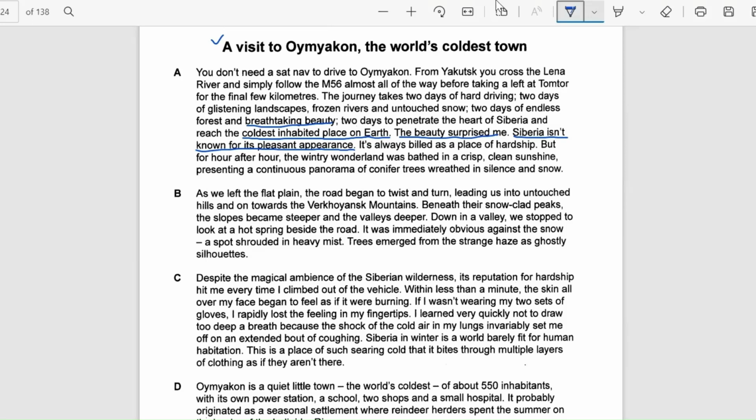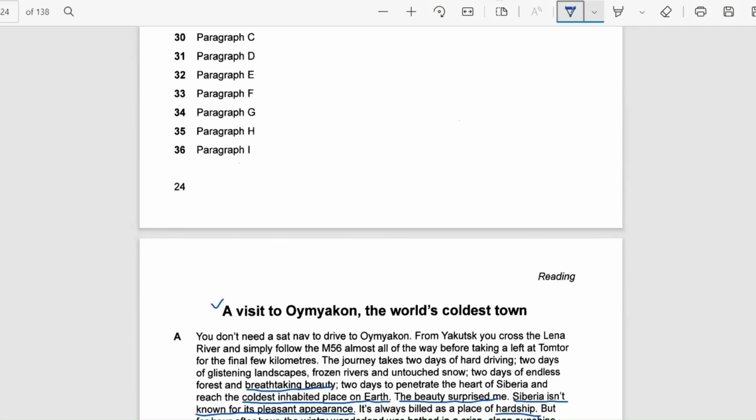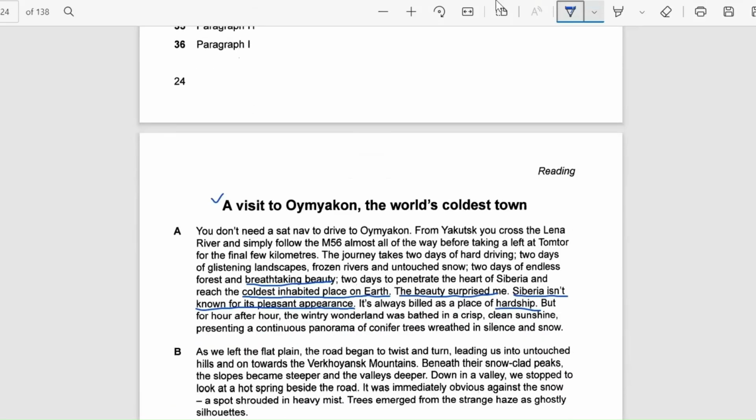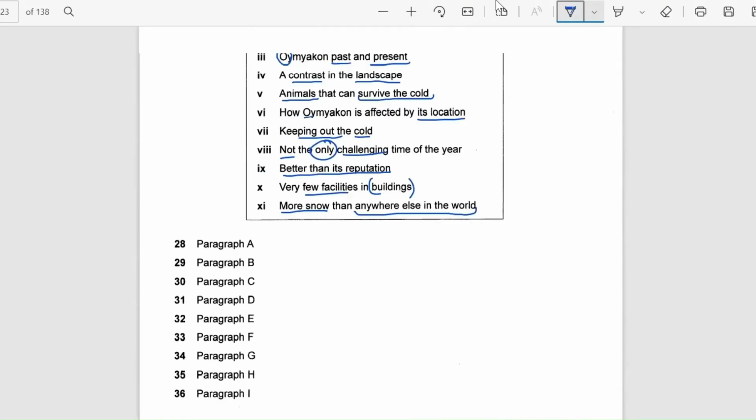And then it is also saying that it's a place of hardship, and the rest is talking about how it has changed. So all these points we need to see here. And now when we go back, basically it is talking about how beautiful this place is, because that point has come in most of the sentences in this paragraph, right?